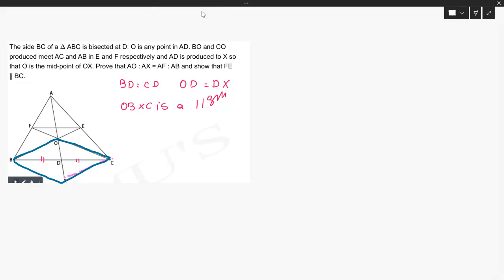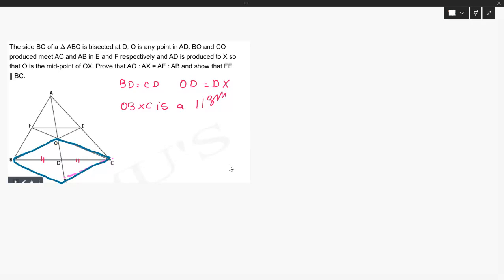OD is equal to DX because BC and OX both bisect each other. So from these two properties, we can find out that OBXC is a parallelogram. See, when opposite sides are parallel and the sides are equal, that is the time we can say that it is a parallelogram.